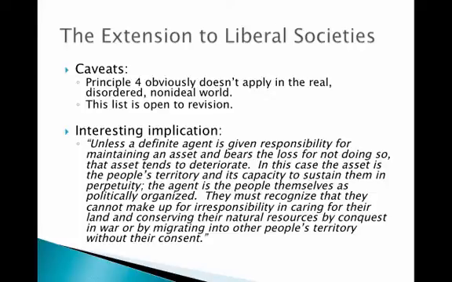There's also an interesting implication that Rawls notes, and I quote: "Unless a definite agent is given a responsibility for maintaining an asset and bears the loss for not doing so, that asset tends to deteriorate. In this case, the asset is the people's territory and its capacity to sustain them in perpetuity. The agent is the people themselves. As politically organized, they must recognize that they cannot make up for their irresponsibility in caring for their land and conserving their natural resources by conquest in war or by migrating into other people's territory without their consent."